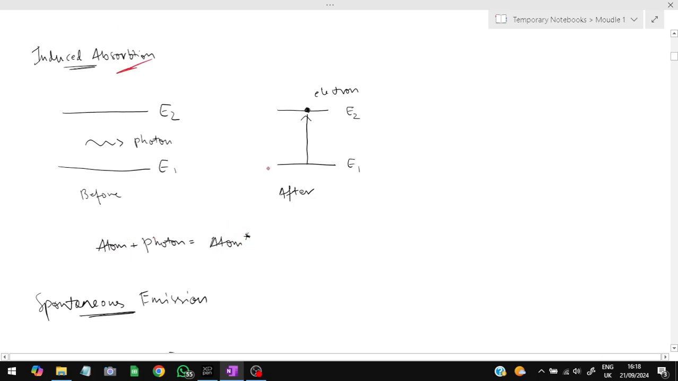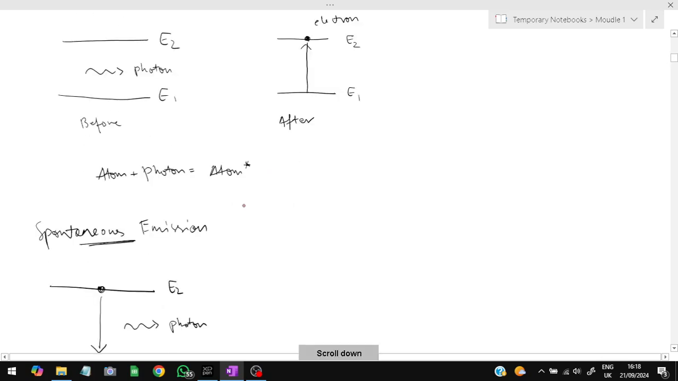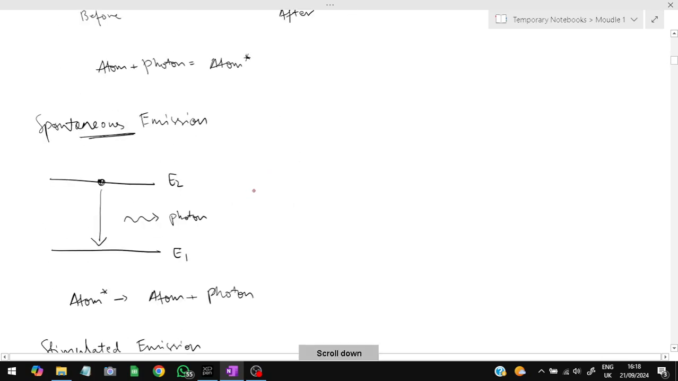Now the opposite is emission. We have 2 types of emission: the first is spontaneous emission, the second is stimulated emission. Spontaneous emission is directly opposite of induced absorption. Here we have an E2 energy level, and the electron comes from the higher state to the lower state. At that time a photon gets emitted. This is how laser light comes, when the electron from higher energy comes to the lower energy. The equivalent equation is atom star, the excited state, becomes an atom in the lower state plus a photon which is emitted here. That is called spontaneous emission.